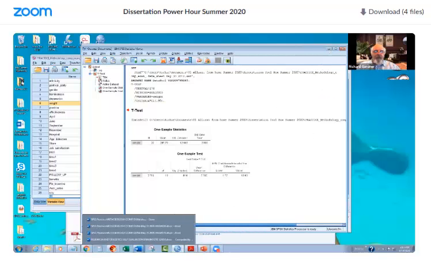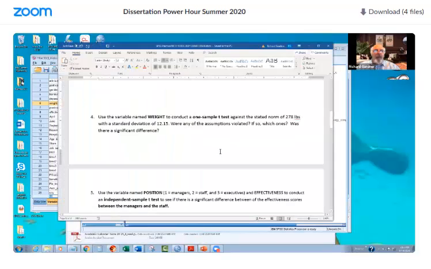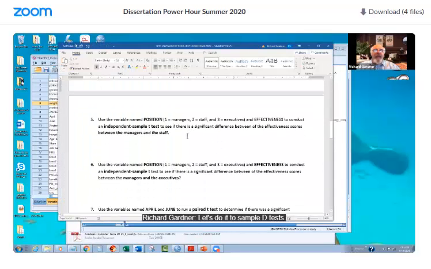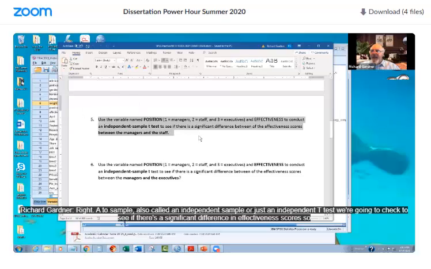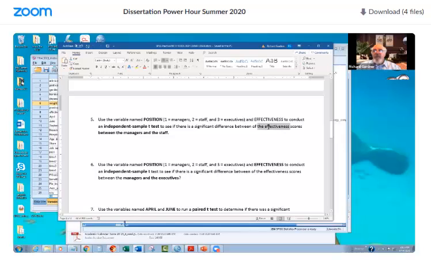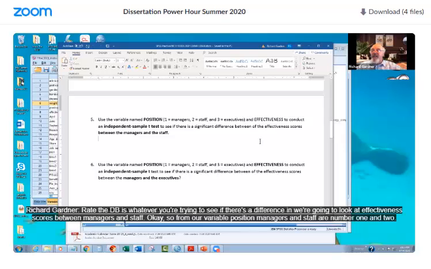Moving on. Let's do a two-sample t-test. A two-sample test is also called an independent sample or just an independent t-test. We're going to check to see if there's a significant difference in effectiveness scores. The DV is whatever you're trying to see if there's a difference in. We're going to look at effectiveness scores between managers and staff. From our variable position, managers and staff are number 1 and 2.